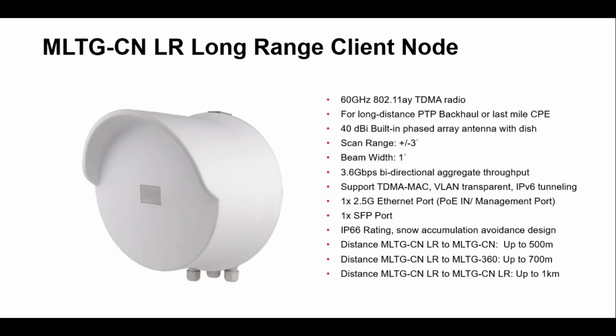The throughput is 3 points, so it's a higher capacity radio than, say, the smaller CN. It's got a 2.5 gig port and 3.6 bidirectional aggregate throughput. That'd be 1.8 up and 1.8 down. And the 2.5 gig, if you recall, 2.5 on Ethernet is full duplex. So figure you can get 1.8 each way. It does have also an SFP port, but it's just an SFP, not SFP plus, just to point that out.